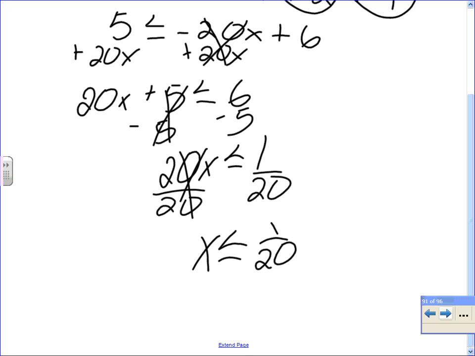Why did we not flip the inequality sign? Tia? Good, we did not divide by a negative. We divided both sides by a positive. So there's your simplified answer for that one.